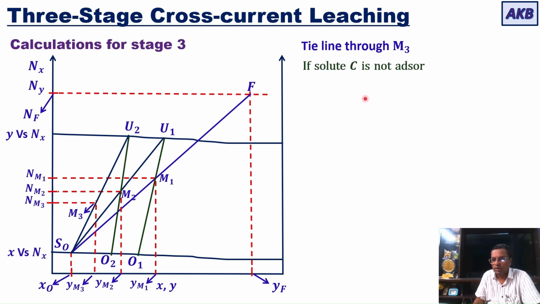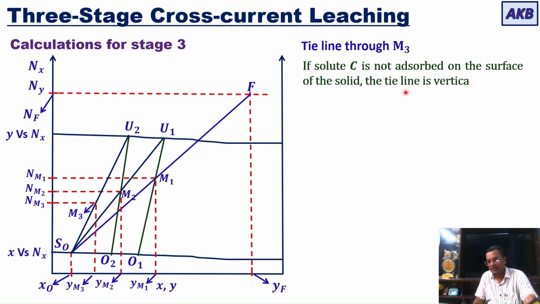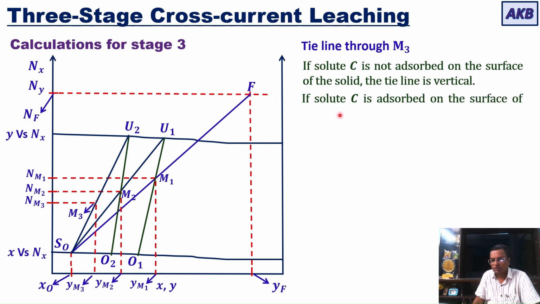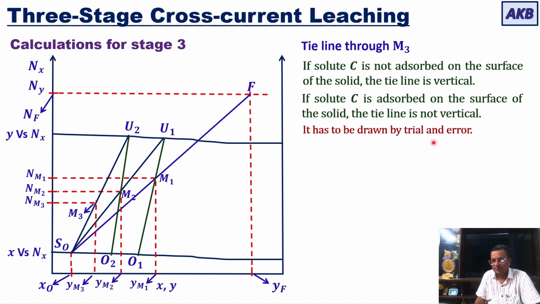If there is no adsorption, concentrations in overflow and underflow will be the same, and the tie line will be vertical. But if there is adsorption, concentrations in overflow and underflow will be different and the tie line will not be vertical. We will consider this case. So the tie line has to be drawn by trial and error. I have told you in my previous video how to draw the tie line by trial and error for single stage extraction. So here I'll have to draw a tie line that passes through M3.